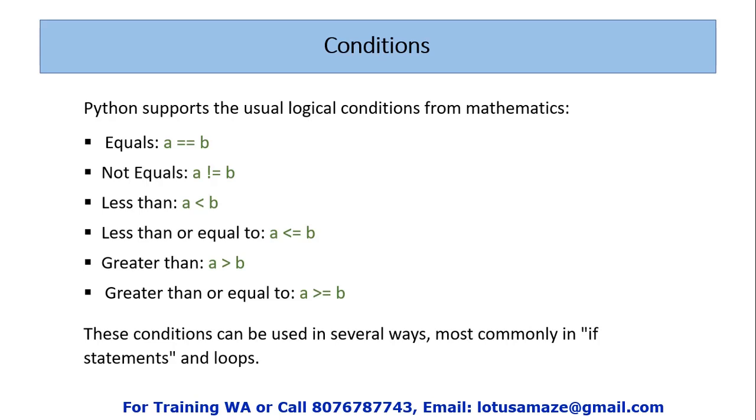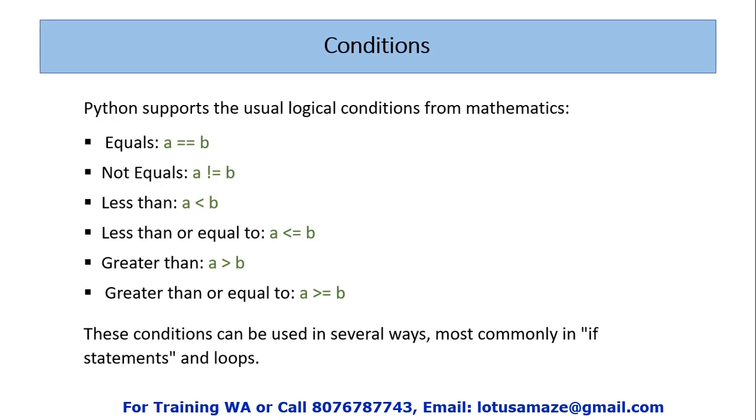What all conditions are there in Python? Python supports logical conditions which are used in mathematical calculations or in comparisons. As in other programming languages, for equal we use a == b, double equal, while programming in Python. Not equal is a != b, less than is a < b, less than or equal to is a <= b, greater than is a > b, greater than or equal to is a >= b. These conditions can be used with if, while, for.